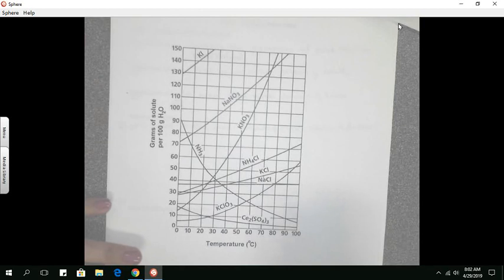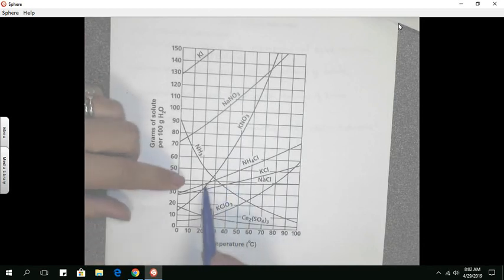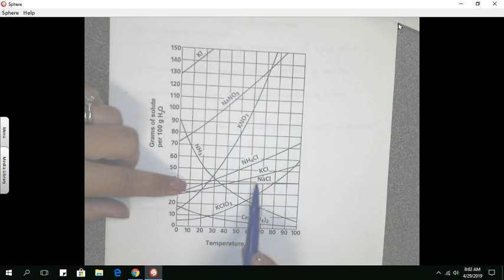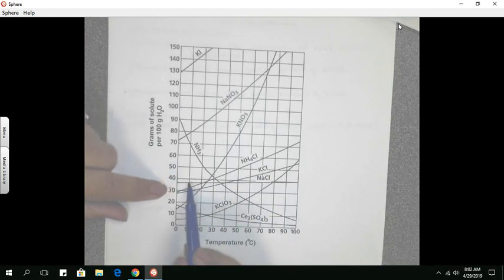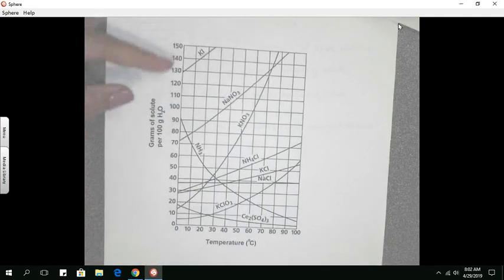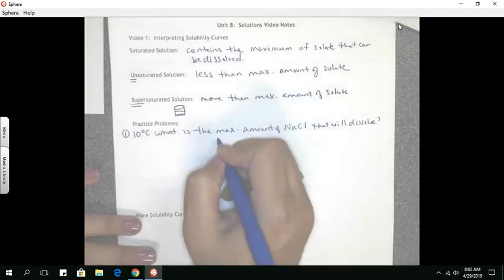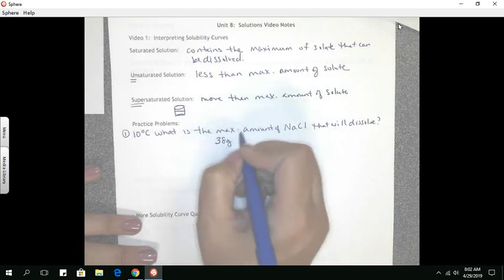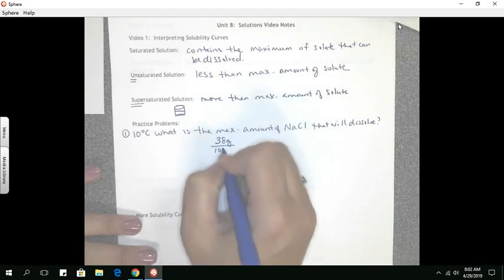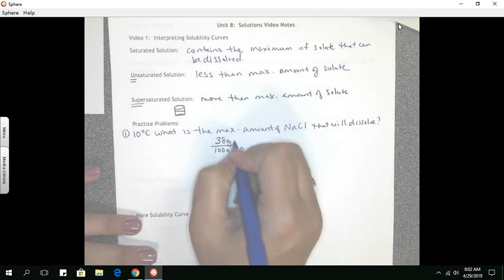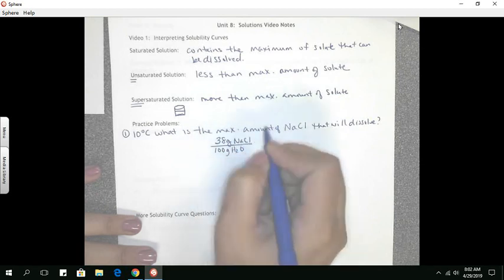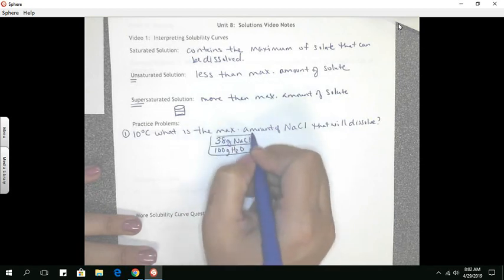So, let's answer our questions. We find 10 degrees, and when we find where it intersects with sodium chloride. So we find sodium chloride. Here's our sodium chloride line right here, and 10 degrees, and it shows us that we have about 38 grams that can dissolve. So our answer here is that 38 grams per 100 grams of water. So 38 grams of sodium chloride can dissolve per 100 grams of water.